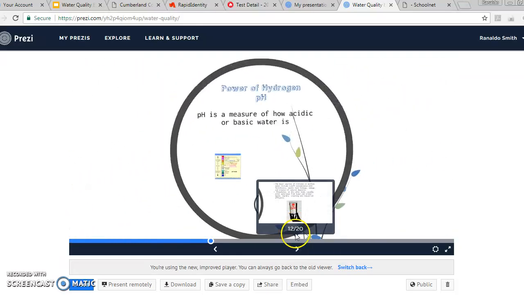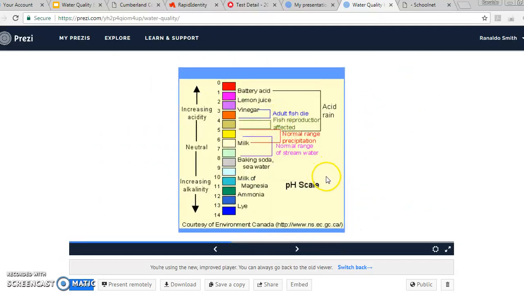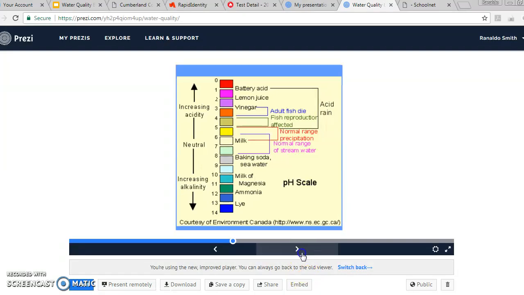The next thing we looked at is power of hydrogen, or pH. On your pH scale, be very careful here. If something is increasing in acidity, it means the number is getting less. If something is increasing in alkalinity, or basic, it is getting stronger. So once again, a low number or a high number, ranging from 0 to 14, are both bad. You would want your water to be as close to 7, or neutral, as possible.